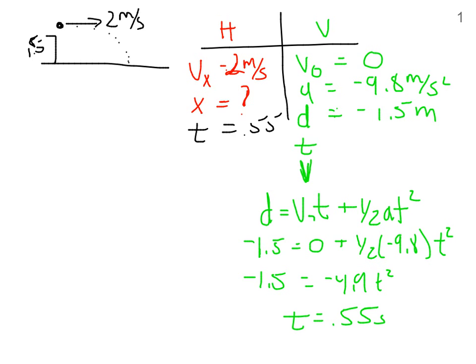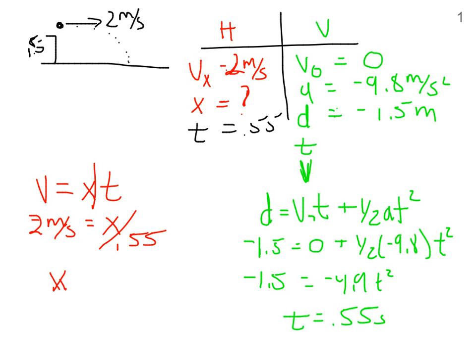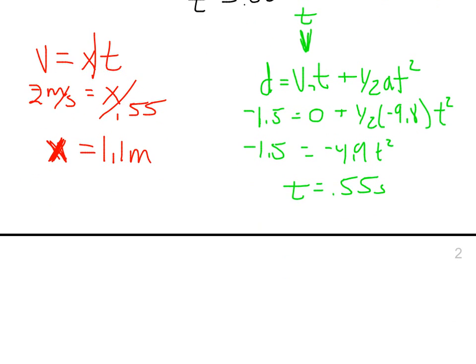Since the horizontal motion is a constant velocity motion, I know that v equals x over t. V being 2 meters per second, x being what I'm looking for. Oh, sorry, v equals x over t, so I have x over 0.55 seconds. I'm going to multiply that by 2, and I know it travels a distance horizontally, which I called x, of 1.1 meters. And then the last question is, what is the object's resultant final velocity?